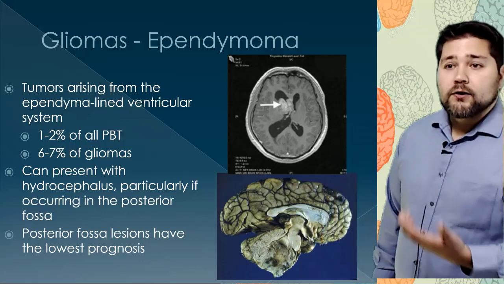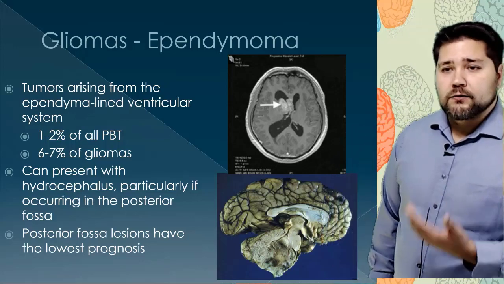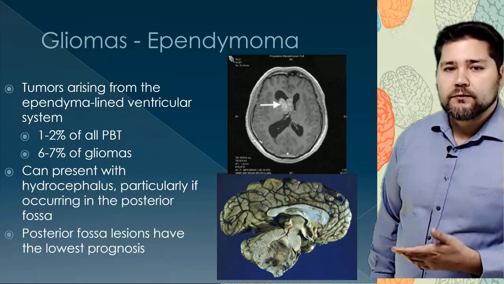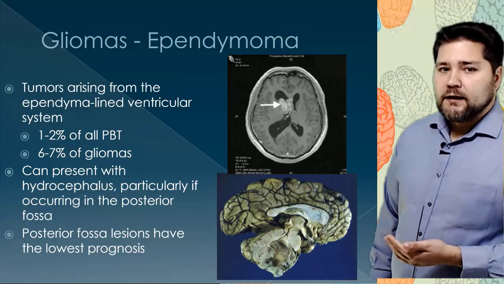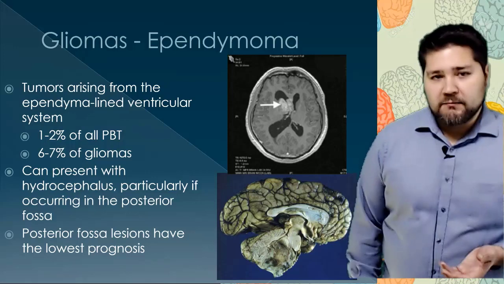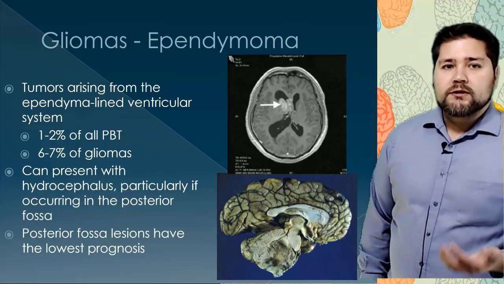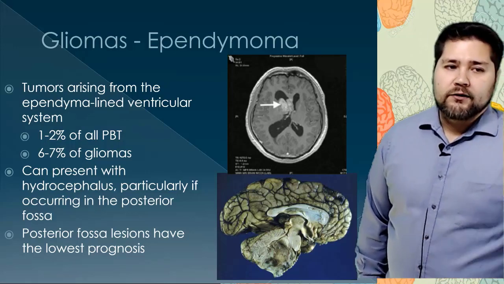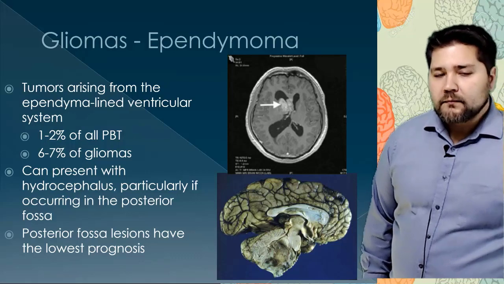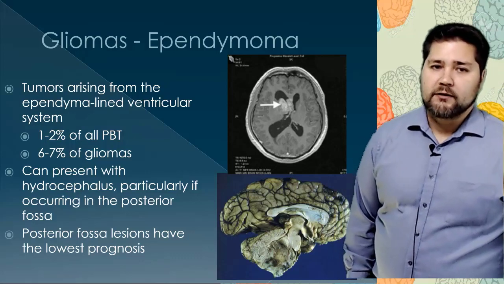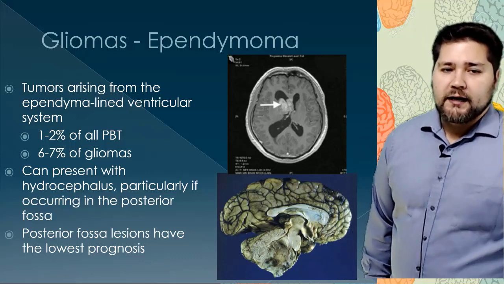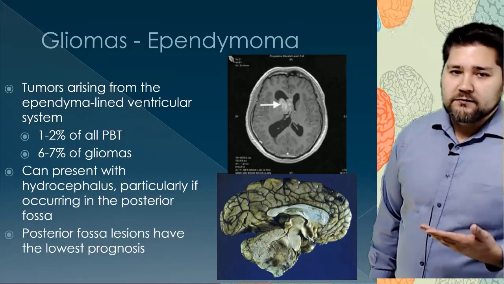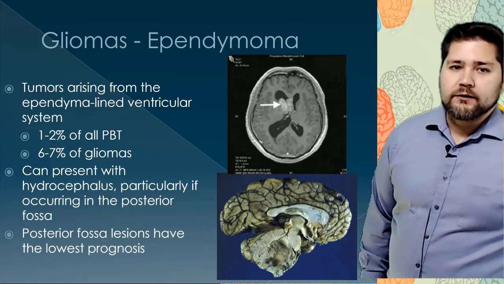However, if they occur in the posterior fossa or in that skull base region, so we're looking at like the aqueduct or the fourth ventricle, now we run the risk of A, being very difficult to resect because of the location, and B, we start blocking cerebrospinal fluid from exiting the ventricle system. And now you're at risk for hydrocephalus. So these can start experiencing very painful symptoms in that regard. So if it is in that region, these tumors tend to have a lower prognosis than ones that are found along the upper portions of the ventricular system.